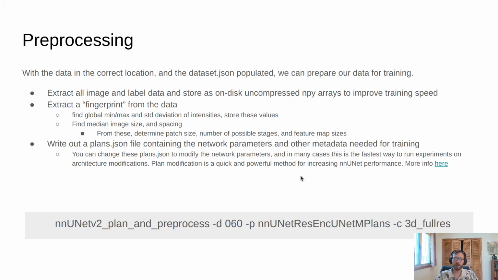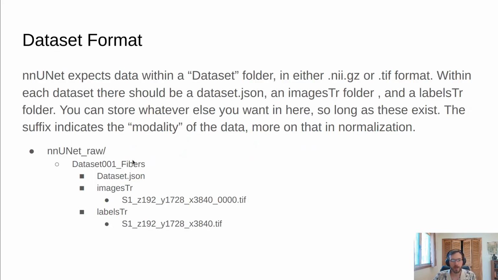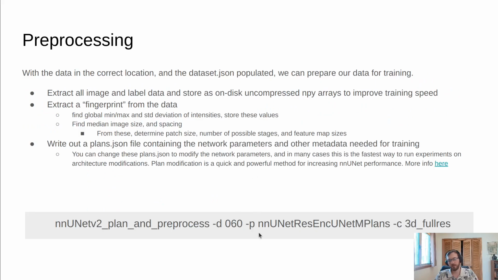To run the plan and preprocess stage, you just type this command once you've got all your stuff set, and this D is your data set number, which is, if we go back to the example here, it's 01, and so you would type 001 here, and then the plans is the plans you use to build it.